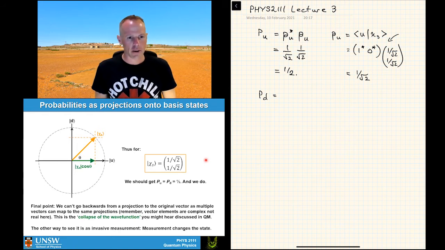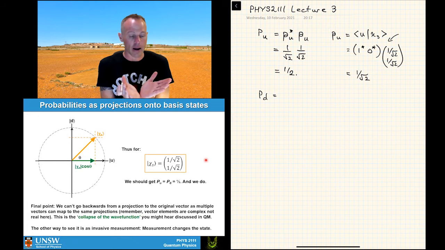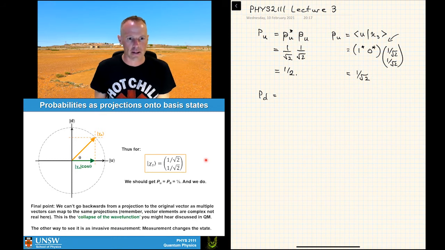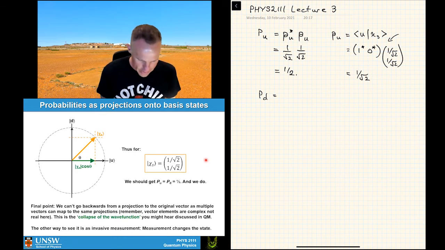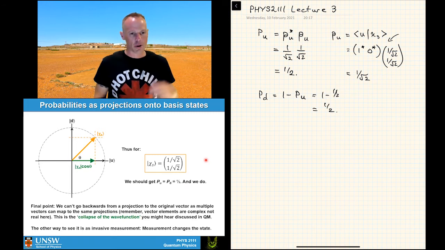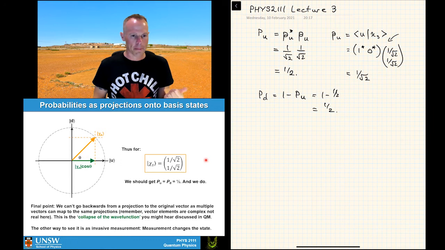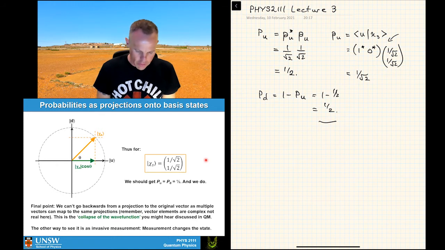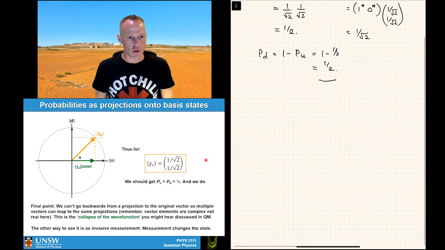The other way that sometimes is a nice shortcut, particularly if you've got two possible outcomes, is if you know the probability of one, you automatically know the probability of the other because there's only two and they have to add to one, right? This is a trick that if you're savvy in exams, it's perfectly okay to use, and I'm always surprised how few students do it. This is 1 minus pu, so it's going to be 1 minus a half, and so this thing here will be a half. So we've got a probability of a half of it being up, a probability of a half of it being down. Perfectly acceptable way to do it.